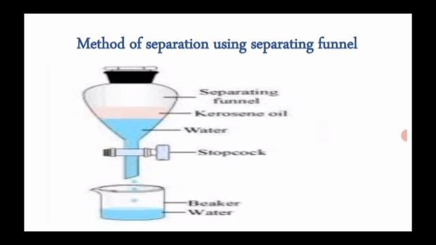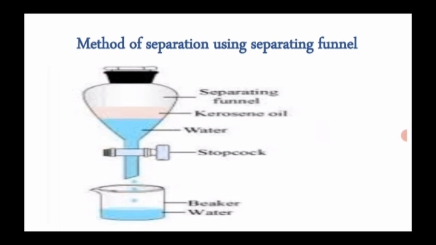Method of separation using separating funnel. When a mixture of two immiscible liquids is left undisturbed, two layers are clearly seen to have formed. The heavier of the liquids remains below and the lighter liquid floats on it. Two liquids in a mixture can be separated by making use of this property.